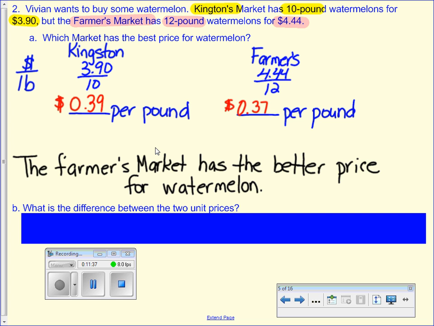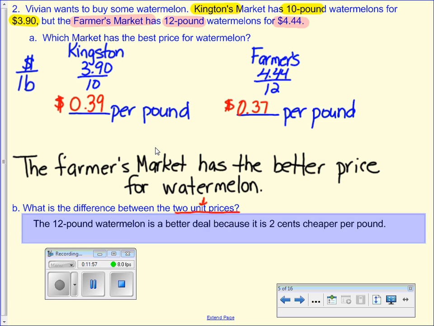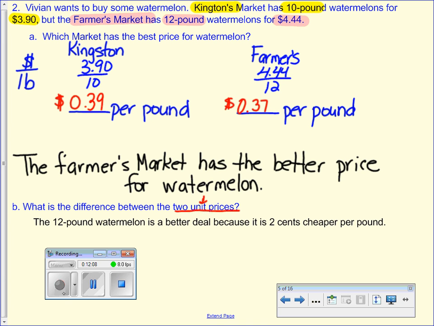Okay. Now let's read carefully what B is asking us. What is the difference between the two unit prices? We're only going to look at the unit prices. So what's the difference between 39 cents per pound and 37 cents per pound? Exactly. So the 12-pound watermelon is a better deal because it is 2 cents cheaper per pound. Look at all those great details and information in the answer.